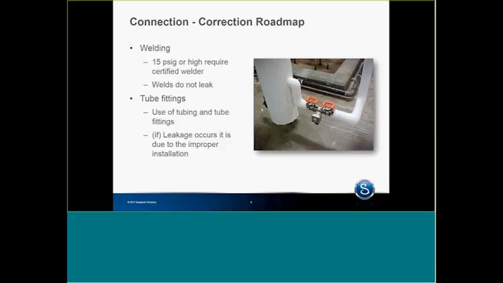Welding, 15 PSI or higher. You have to have a certified welder to B31.1, which is the National Power Piping Code. In all my years of construction, and I'm continuously doing installations in the field, welds do not leak. If the welder is certified, I've never had a weld leak yet. Yet. I'm not done yet with my career, but I have not had a weld leak.